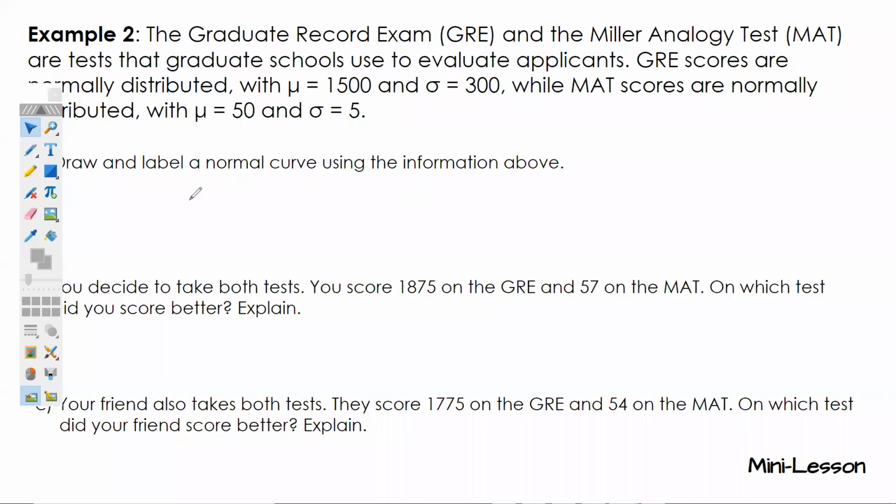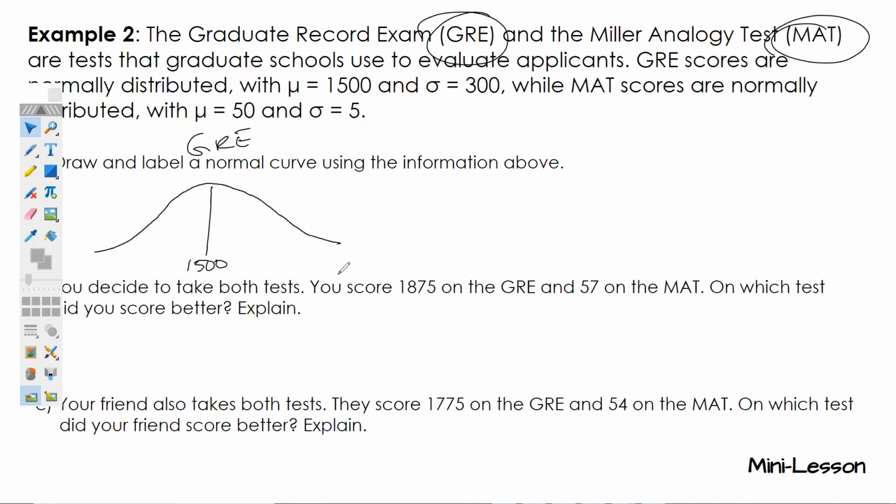All right. So what's going to go in the middle? We're talking about the GRE scores and the MAT. So let's do GRE first. What's the mean? 1,500, right? And then we've got a standard deviation of 300. So what's 1,500 plus 300? And then plus 300 again.